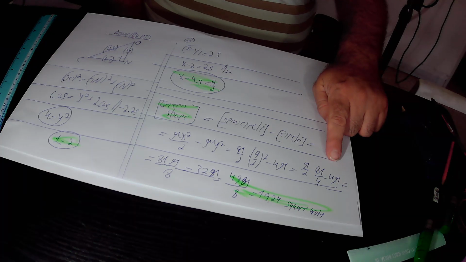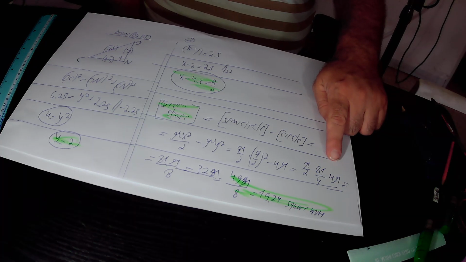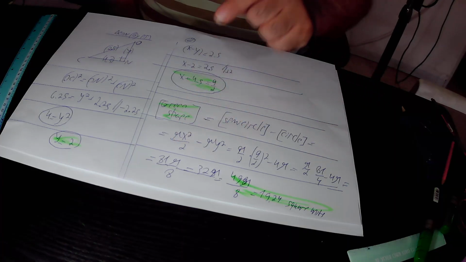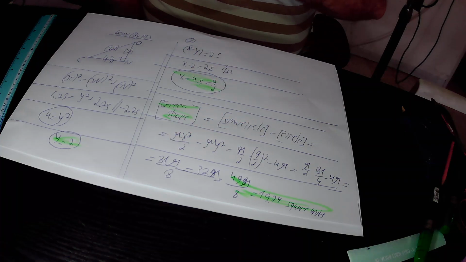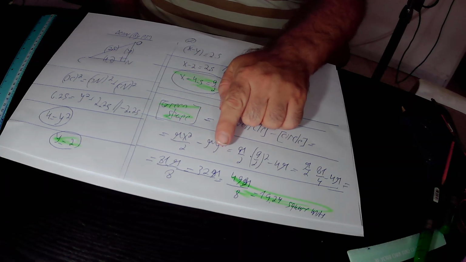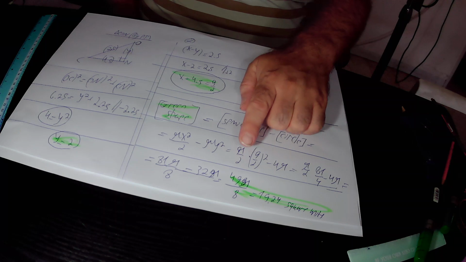Here we multiplied minus 4 pi by 8 and then we divided by 8 in order to account for this expression. Minus 4 pi times 8 is minus 32 pi over 8. 81 pi minus 32 pi is 49 pi over 8.